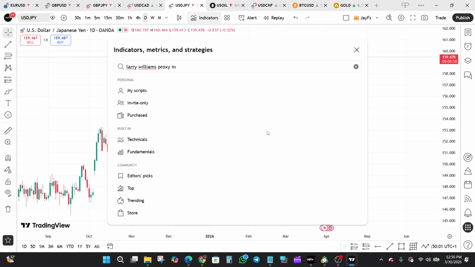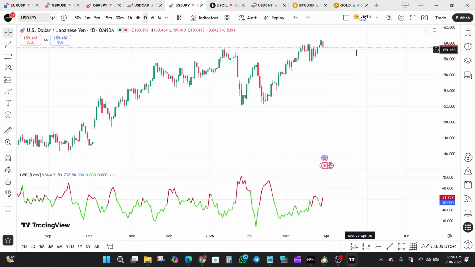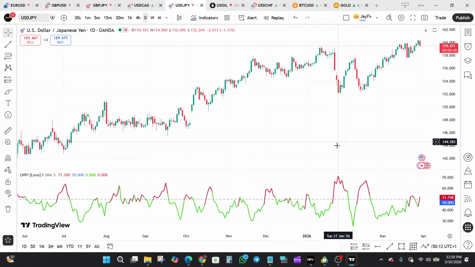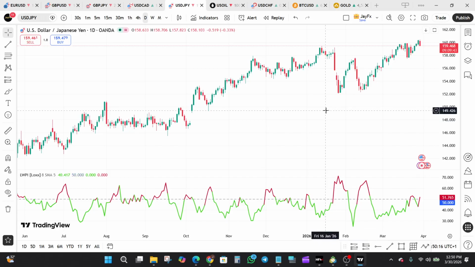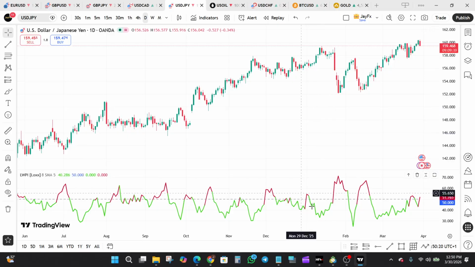Let's start by adding the indicator to the chart, the Larry Williams Proxy Index. Basically, this indicator is a momentum-based indicator, and it is designed to measure buying and selling pressure in the market. It works by analyzing price movement and comparing it to price data to determine whether bulls or bears are in control. This helps traders understand the strength behind price moves.